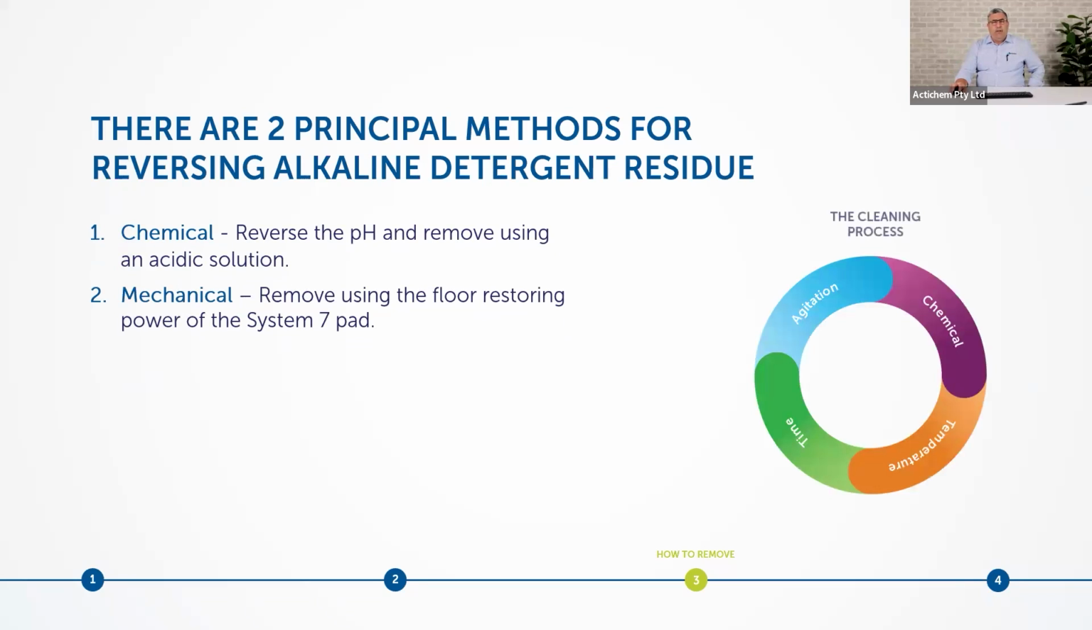So if we look at the cleaning circle, the first one being the chemical and the second being agitation, that's where it fits onto the cleaning pie. Understandably, these are the two areas which at the first were misused and what caused the alkaline residue. So we actually use those same two factors to restore the tiled floor.